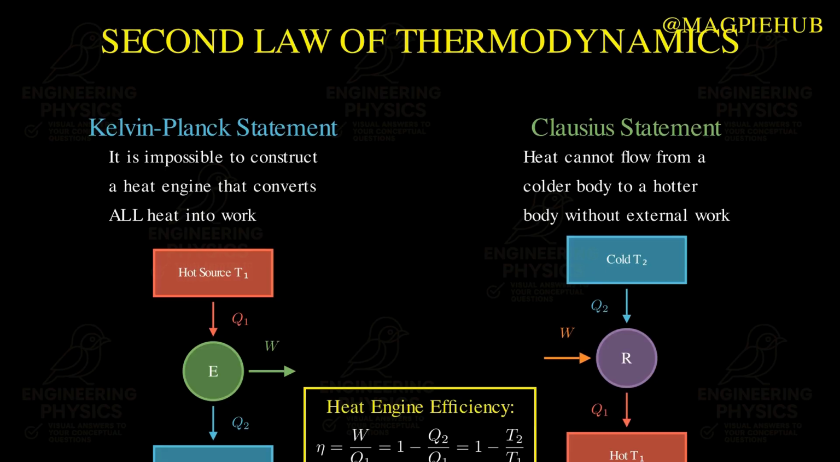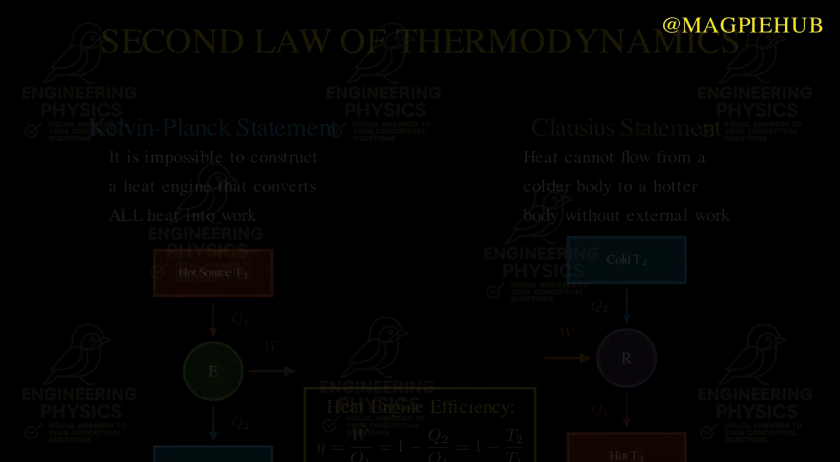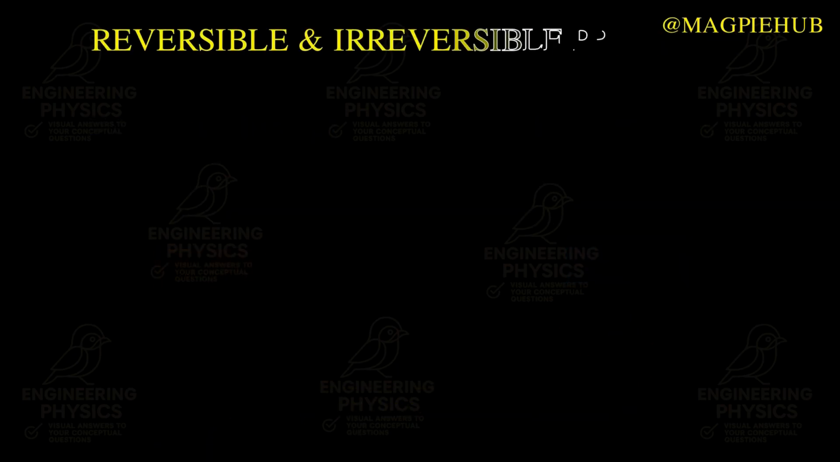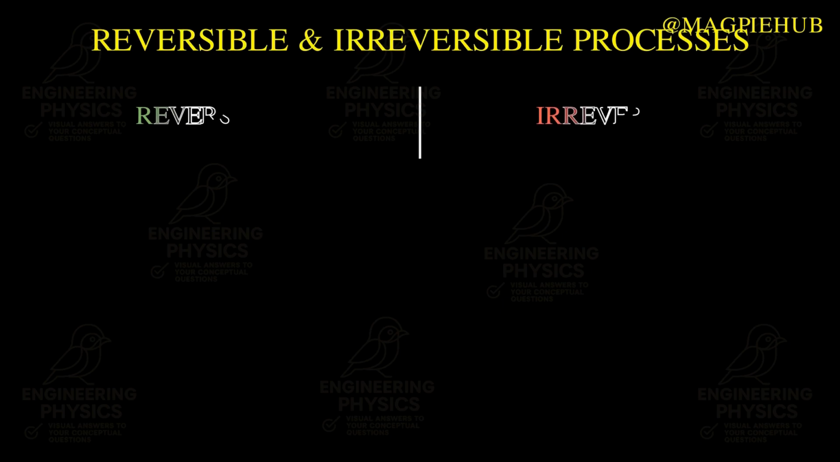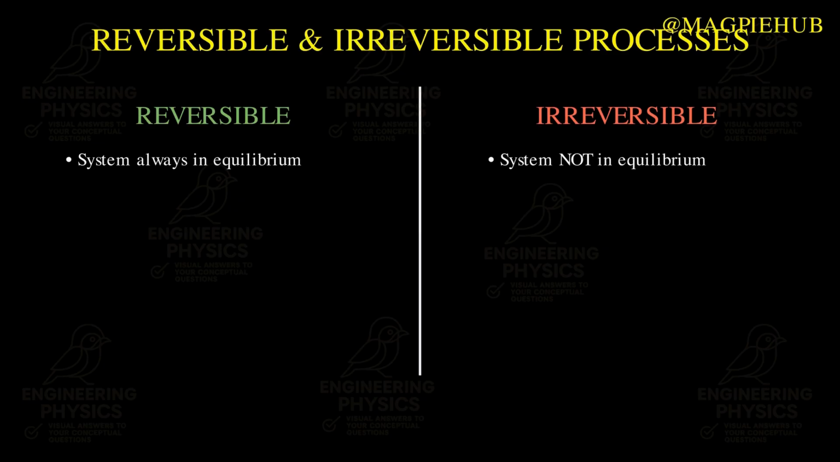Finally, let's understand reversible and irreversible processes. A reversible process is one that can be reversed completely, leaving no change in system or surroundings. It is quasi-static, infinitely slow, and the system remains in equilibrium throughout. Examples include isothermal and adiabatic expansions done very slowly.